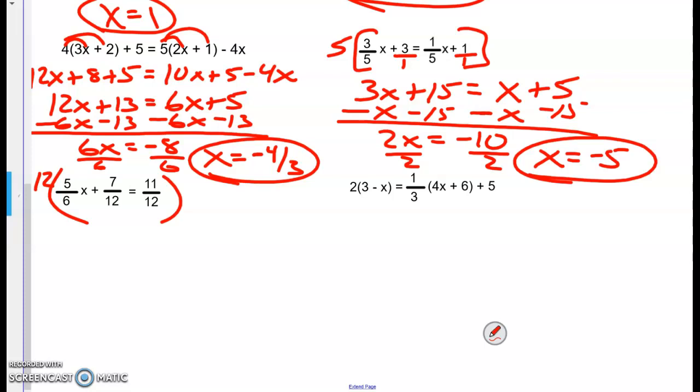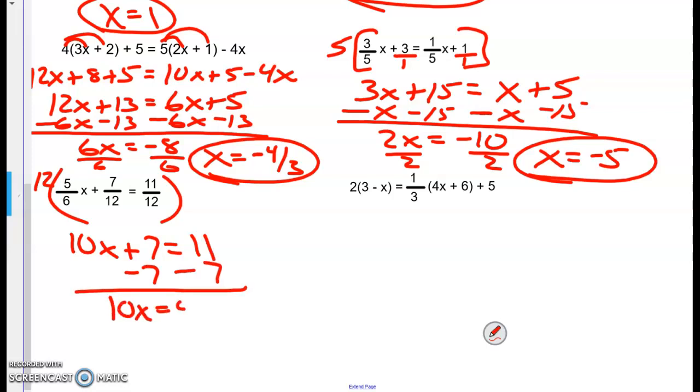12 divided by 6 is 2 times 5 is 10. And that's how you multiply by the fraction: 5, then multiply by the numerator. 12 divided by 12 is 1 times 7 is 7. 12 divided by 12 is 1 times 11 is 11. And then from there, it's pretty straightforward. 10x equals 4. When we divide by 10 on both sides, we get x equals 2/5.